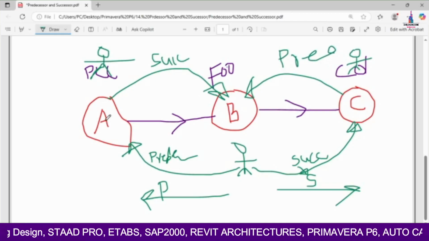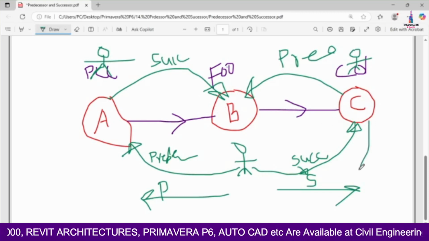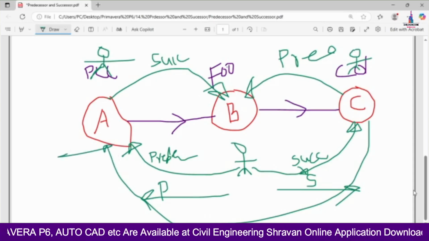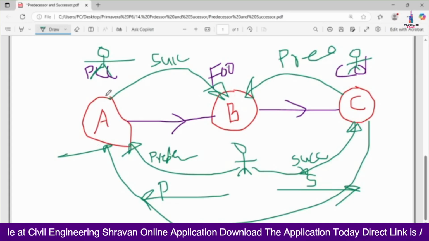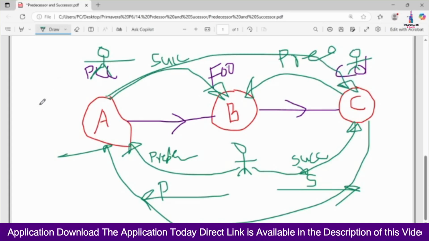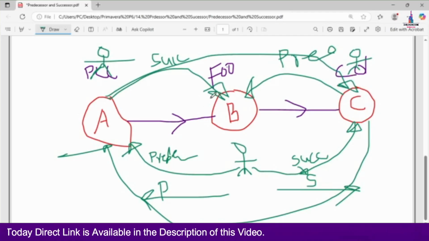So if I take the direct relation, then it comes here. If I take the indirect relation like A to C, then A will be a predecessor, and again this will be a predecessor. In the same process, if I take A to C directly, then C will be the successor for activity A without taking the help of activity B. So this is the basic concept related to predecessor as well as successor.